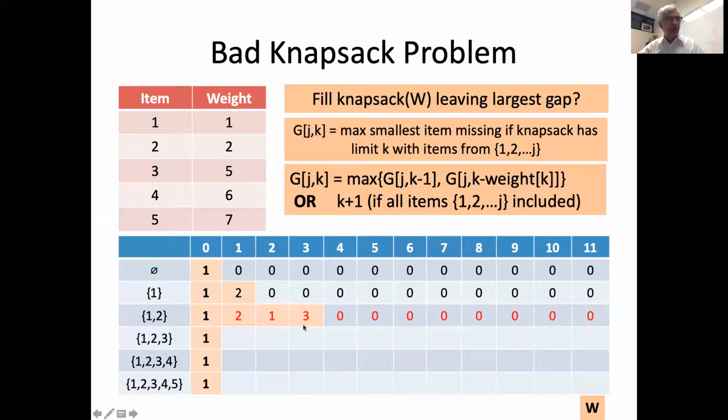Now, what about here? If my capacity is 3, well, I really don't have a choice. I have to take both of them. Okay, that means that the smallest missing item is the third item, which doesn't even exist there, but that's really what it is. Yeah, is that clear? Okay, let's see the next row. Hopefully it'll start to make sense to you.